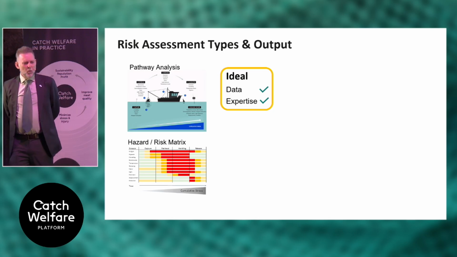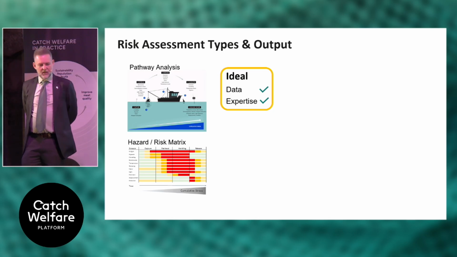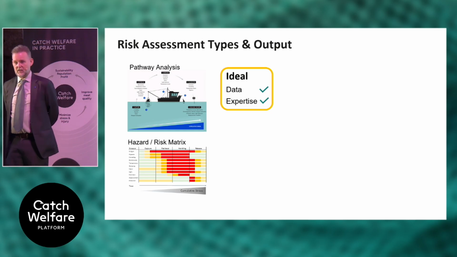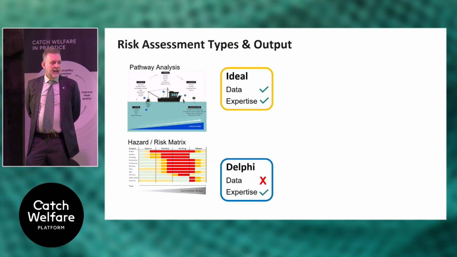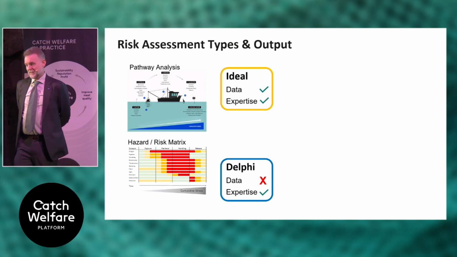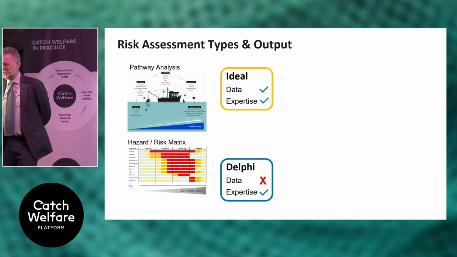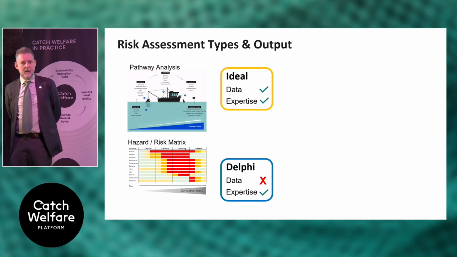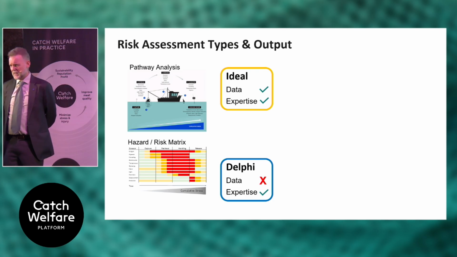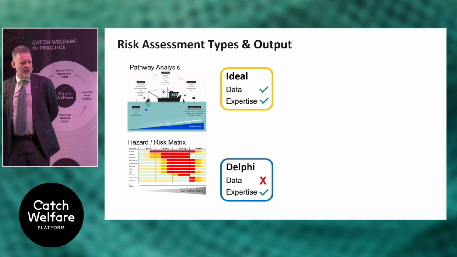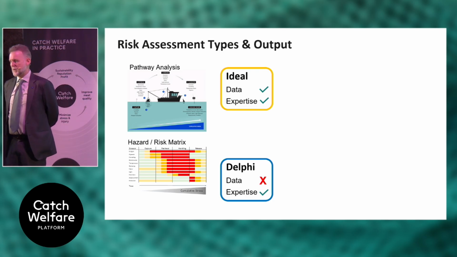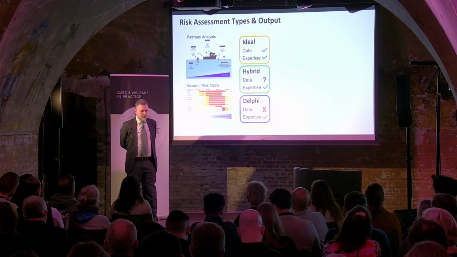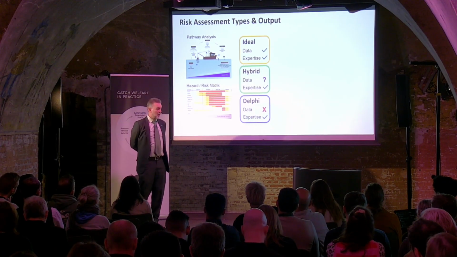So when we conduct these, the ideal scenario is that we have lots of data, which we can feed into this process, and we have the expertise to discuss it. However, data, catch welfare data particularly, is rather scarce. So we're often left with a scenario where we have to guess. We have to base it on what little evidence we have. But that involves expert discussion using the Delphi method. And sometimes, in fact most of the time, we're going to end up with a hybrid.